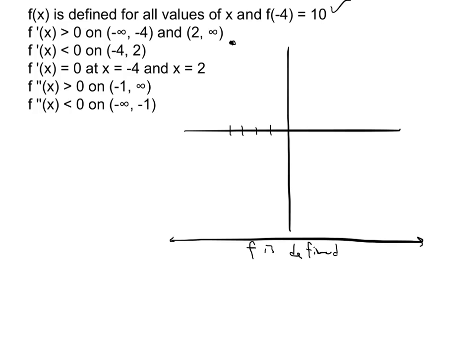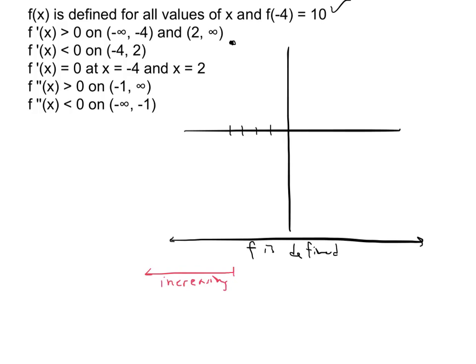Let's move on to the next thing, and maybe I'll do this next part and these next few in red. The next thing says that my derivative is greater than 0 between negative infinity and negative 4, and between 2 and infinity. So what does it mean if the derivative is greater than 0? Well, that means the function is increasing. So what we can sort of say is, again, down here underneath, between negative infinity and negative 4, I'm going to be increasing.